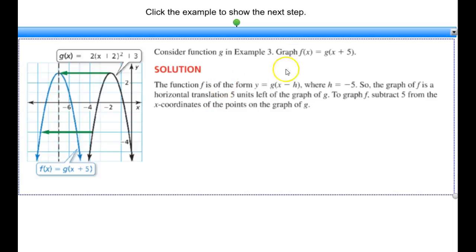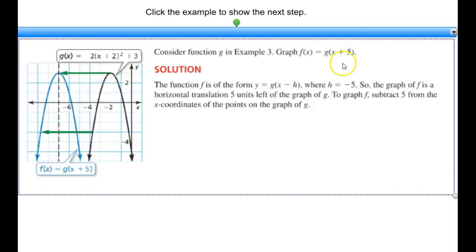It's actually pretty simple. Once we have the main graph taken care of, I can just go ahead and continue to use my h value. And I knew that this was going to be an h value and not a k because it was inside my parentheses with the x. If it was outside here, then I knew it would be a k.